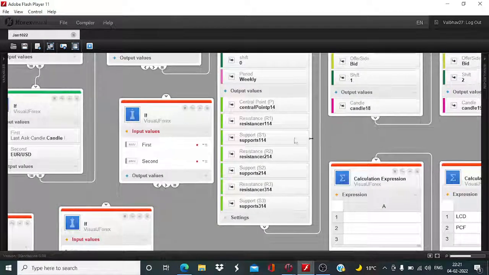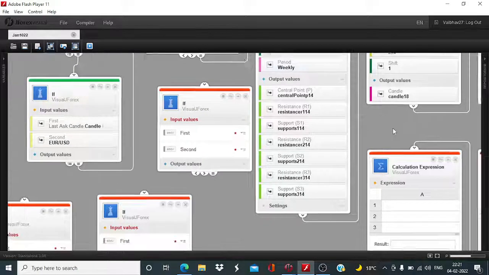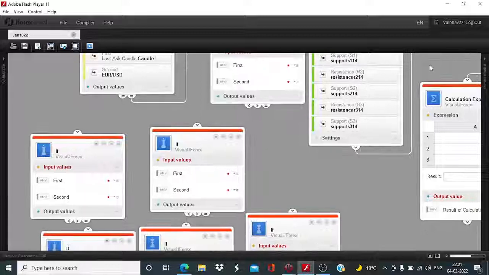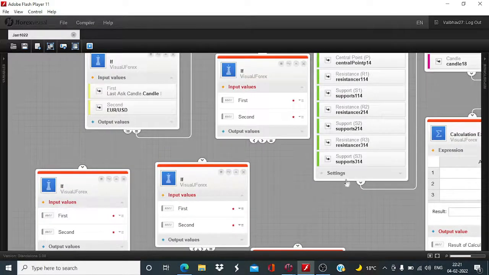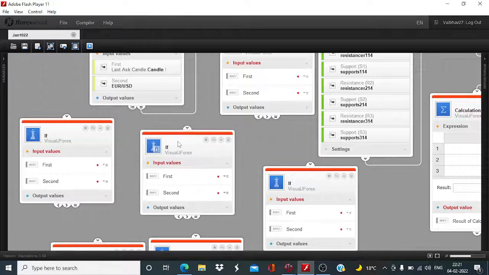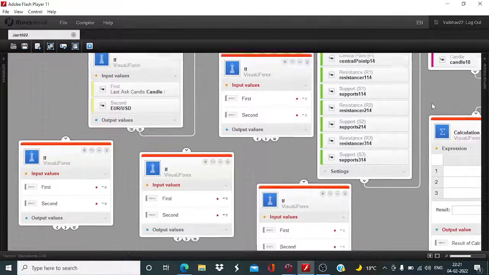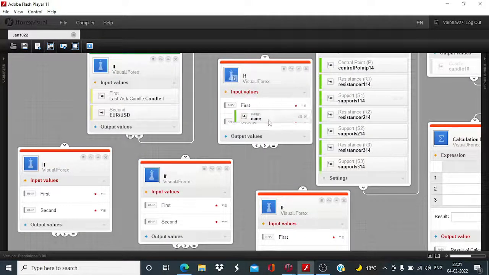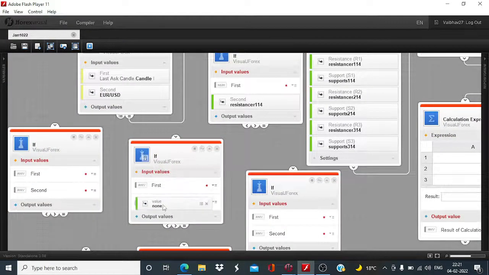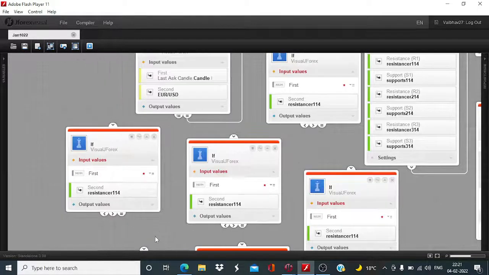And we bring in the first resistance R1, and that is going to be the common input for these 4 if blocks. So I will take all right.